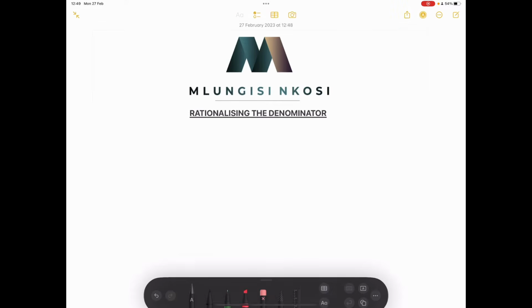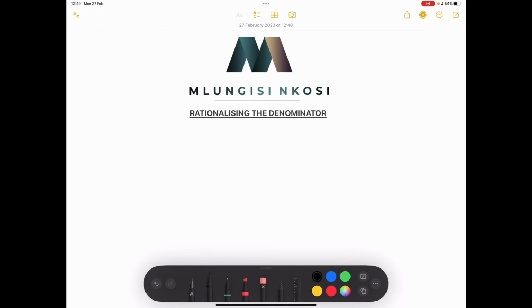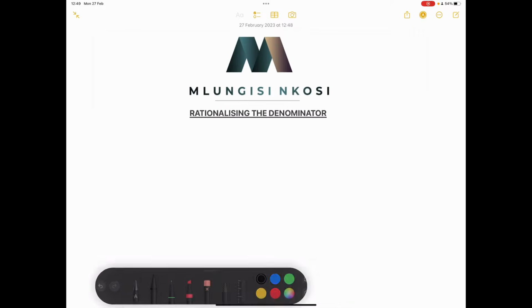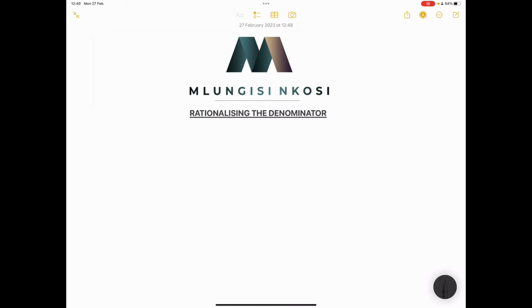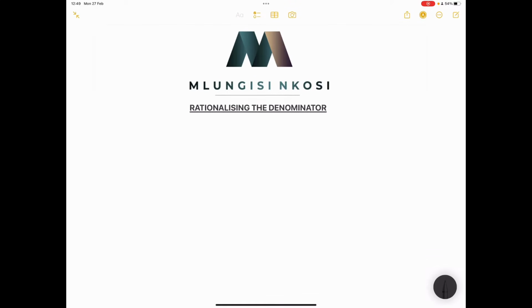We are looking at the subject of Surds. And today, we're going to be looking at rationalizing the denominator.